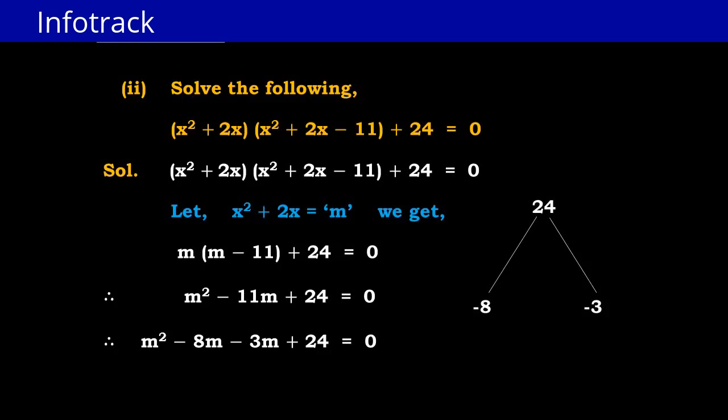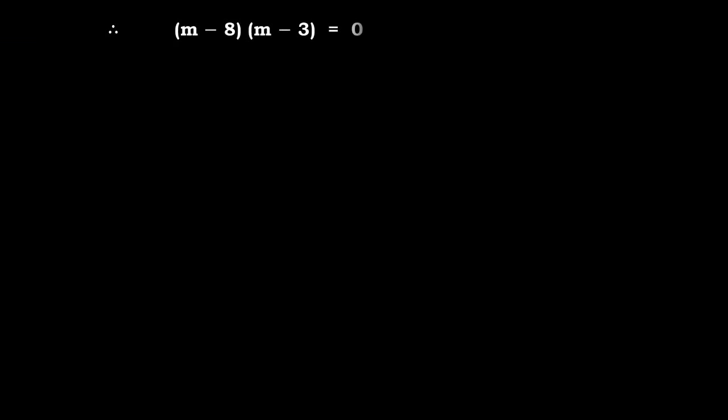From the first two terms we can take m common, in the bracket m − 8, and from the next we can take −3 common, in the bracket you will have m − 8 = 0. So m − 8 is the common bracket. Therefore m − 8 = 0 or m − 3 = 0. Therefore m = 8 or m = 3.